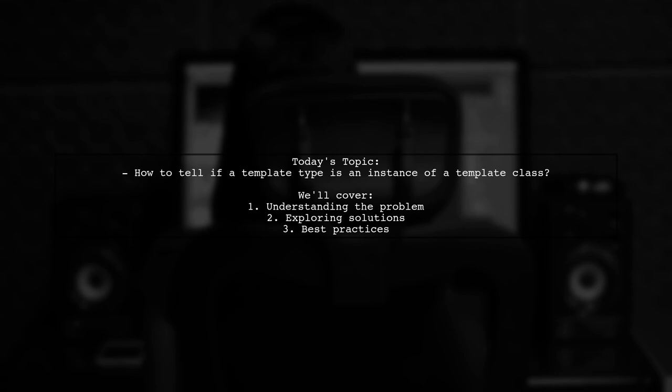Today, we're diving into a common challenge faced by many developers. Our viewer asks, how to tell if a template type is an instance of a template class? They have a function that takes a template type to determine a return value, and they're curious if there's a way to check at compile time if that type is an instantiation of a template class.